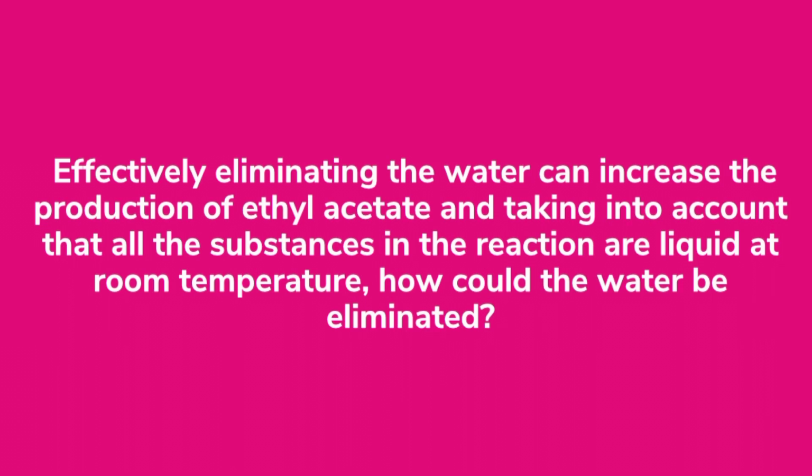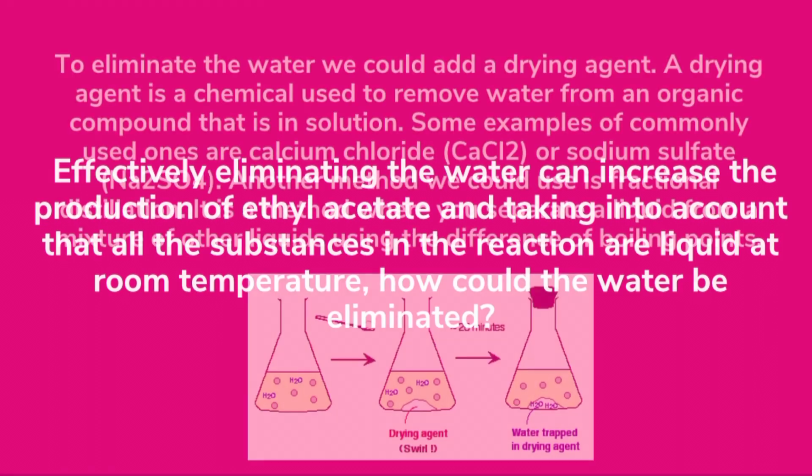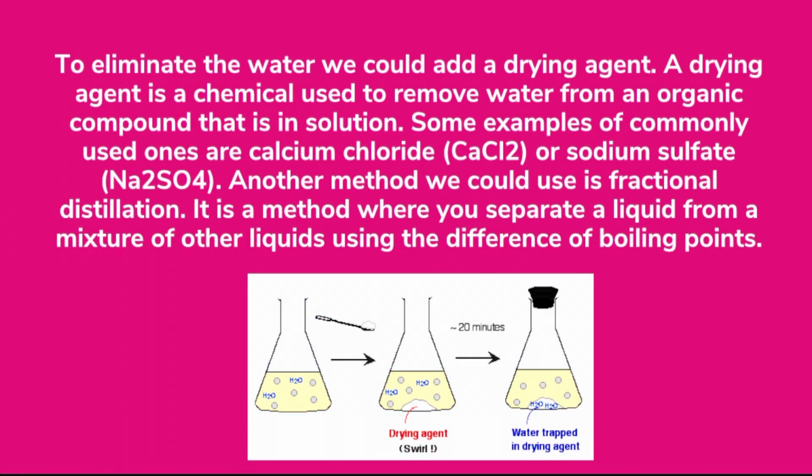And now, how can the water be eliminated? To eliminate the water, we could add a drying agent. This is a chemical used to remove water from an organic compound that is in a solution. Some examples of commonly used ones are calcium chloride or sodium sulfate. Another method we could use is fractional distillation.